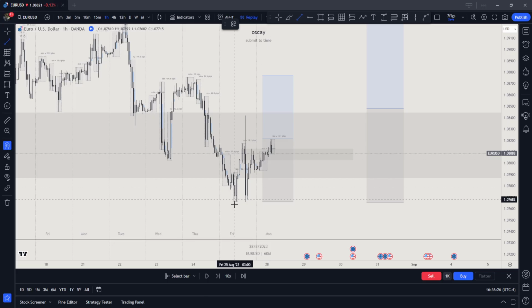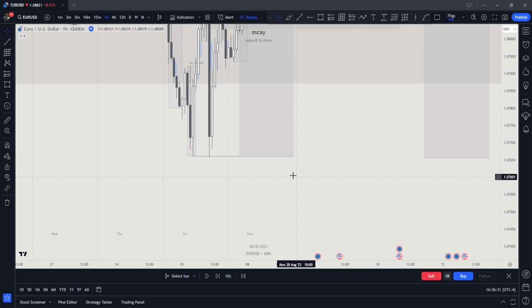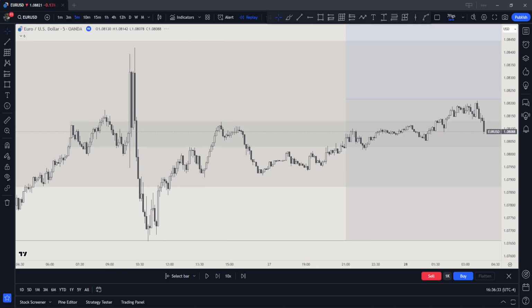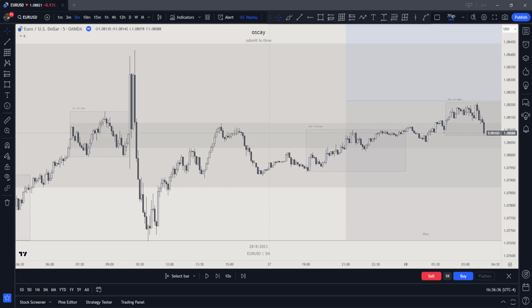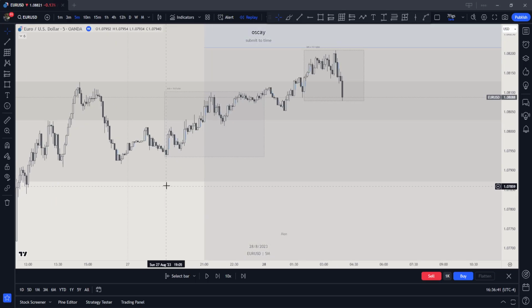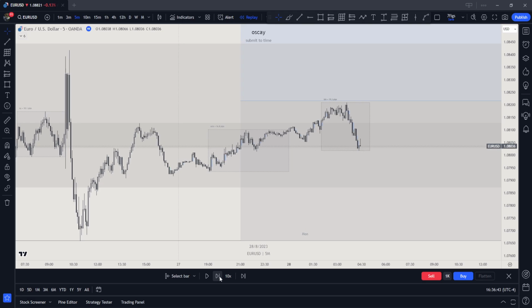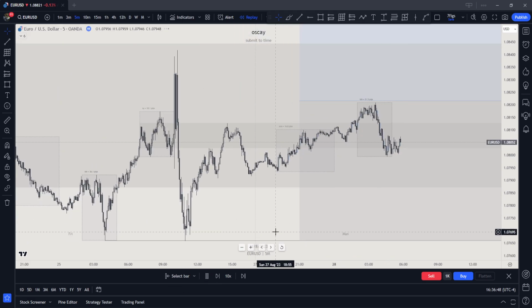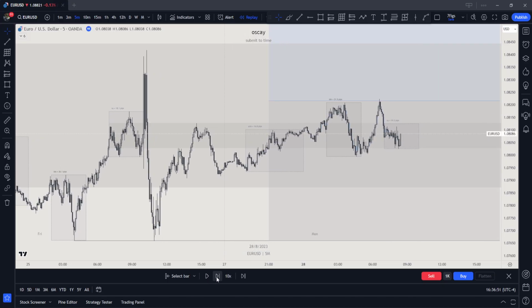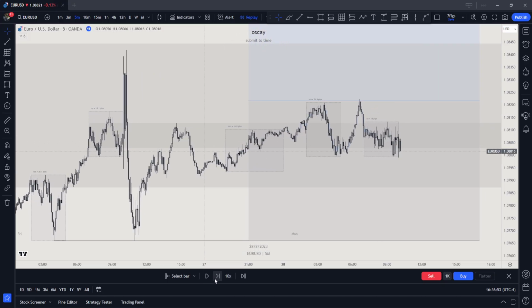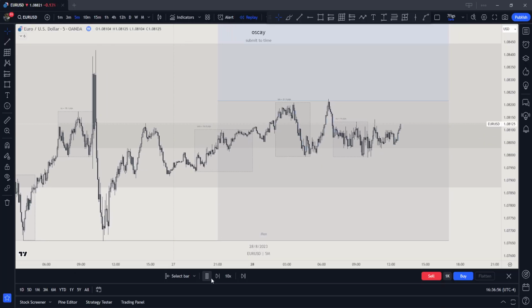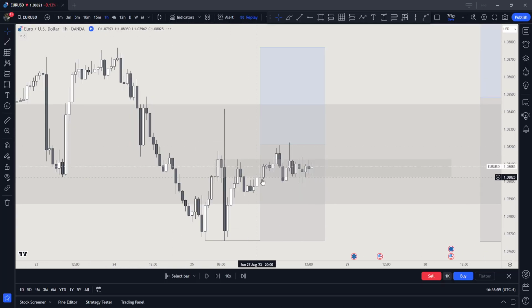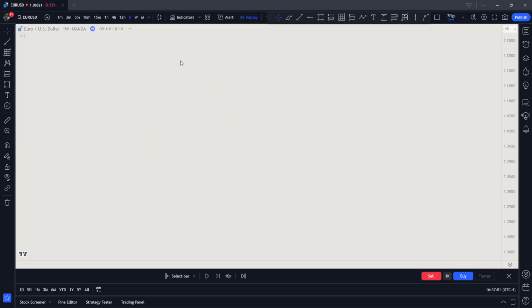Are these equal lows? No, they're not. Let's see if we get a good reaction. No, I don't like this. It was also GBP bank holiday. Maybe that's why it's so low volatile. Okay, so this is a beautiful range to work with.